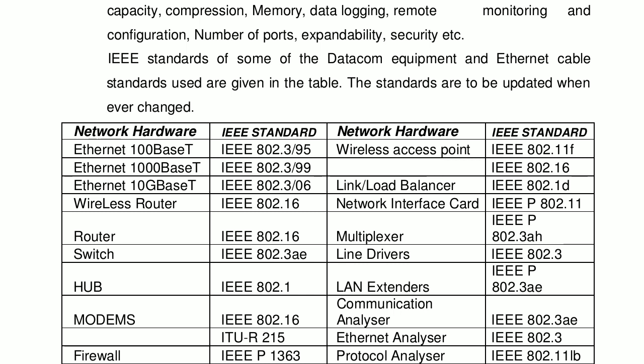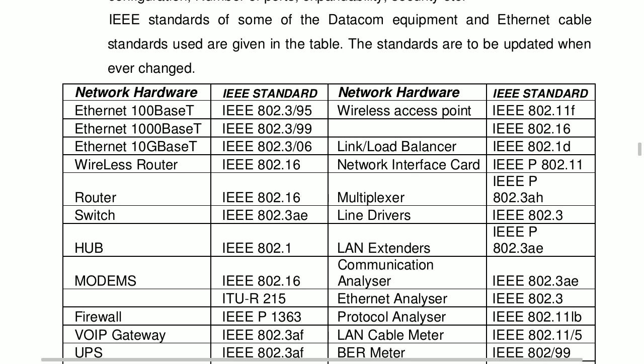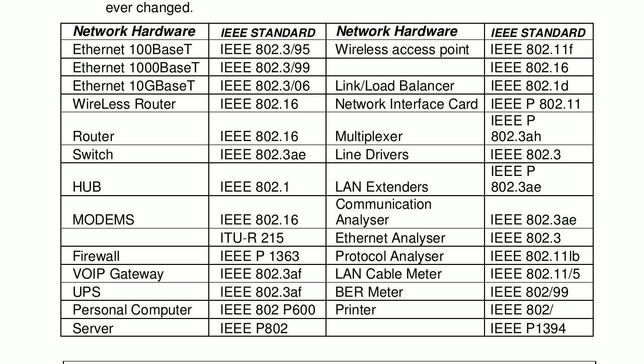Ethernet 100 Base-T, IEEE 802.3/95. Ethernet 1000 Base-T, IEEE 802.3/99. Ethernet 10G Base-T, IEEE 802.3/06. Wireless router, IEEE 802.16. Router, IEEE 802.16. The switch, IEEE 802.3AE. Hub, IEEE 802.1. Modem, IEEE 802.16, and modem ITU-R 215. Firewall, IEEE P1363. VoIP gateway, IEEE 802.3AF. UPS, IEEE 802.3AF.